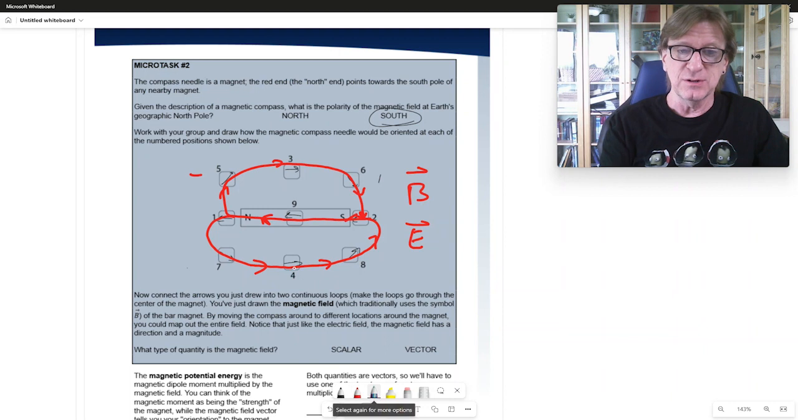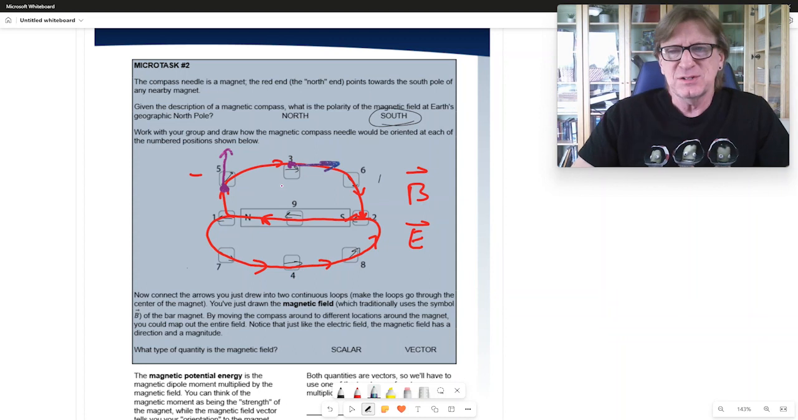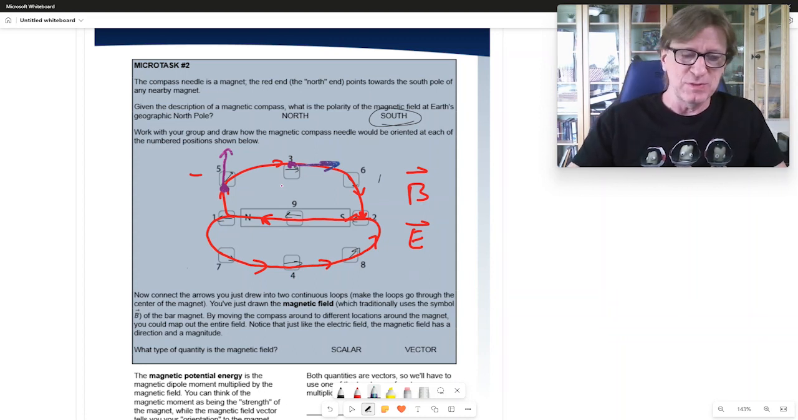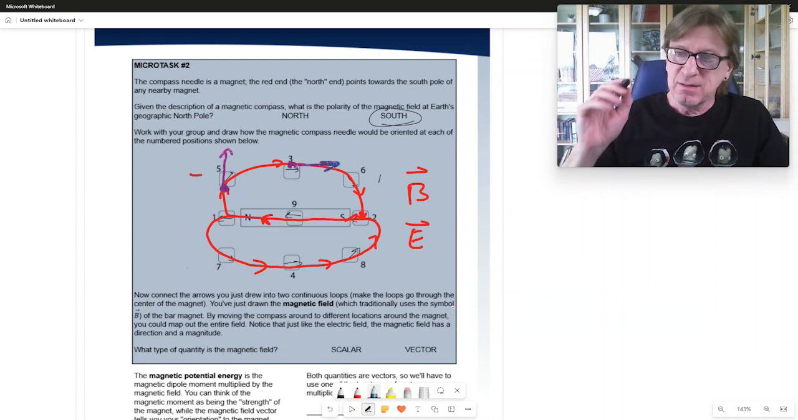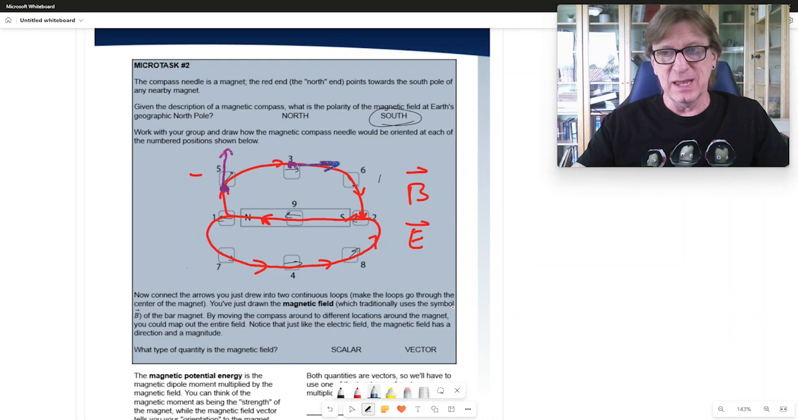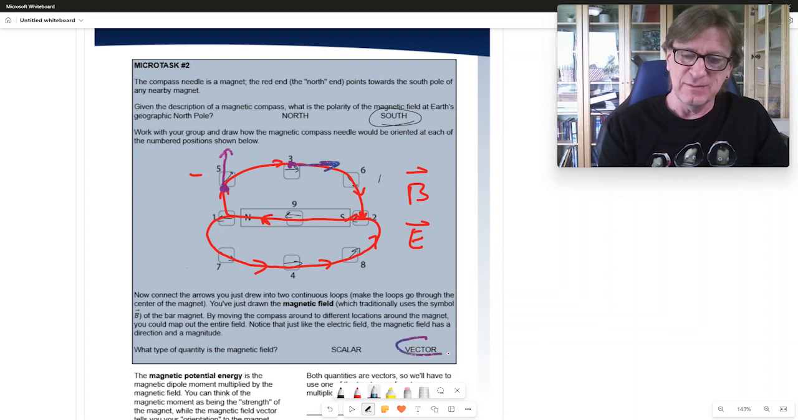Let's switch colors here. If I'm standing at this point right here, then maybe my magnetic field is in this direction. But if I'm standing here, it's this way. And that shouldn't surprise you much. The same thing happened with the electric field. So if we have a direction and a magnitude, what type of quantity must the magnetic field be? Well, of course, it's going to be a vector. Anytime I have that direction, that's your clue that it's going to be a vector.